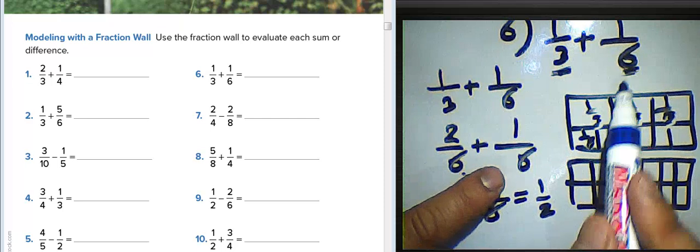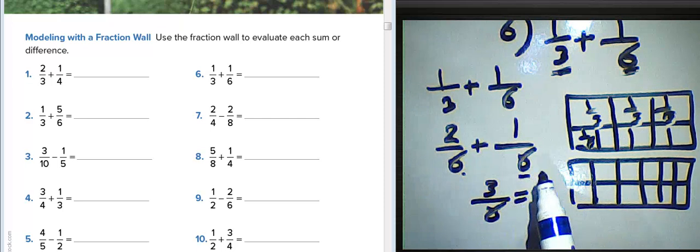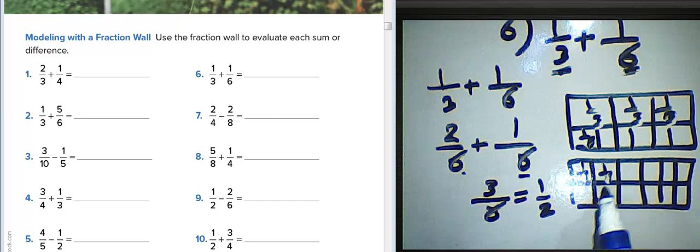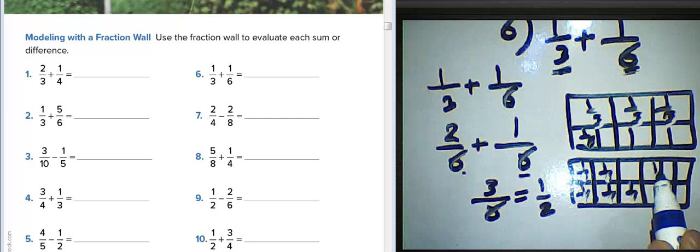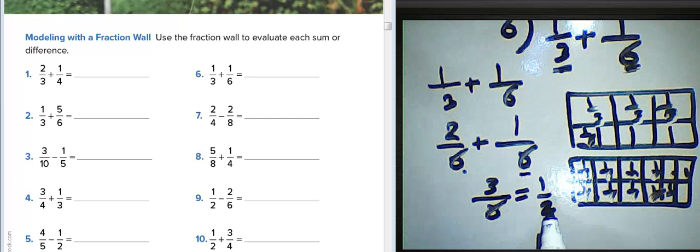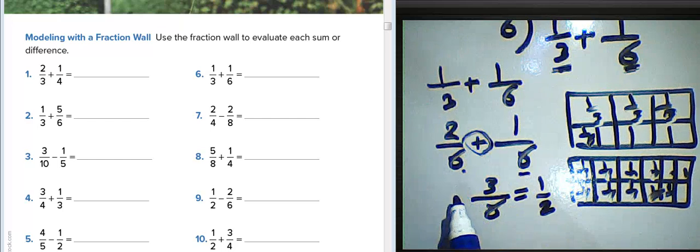We can't change 6 here. We write it here. Don't change it, 6. Okay, so we must write 1 over 6 in each part, or all parts here. 1 over 6 in each of the 6 parts. Okay, and then we can add them.